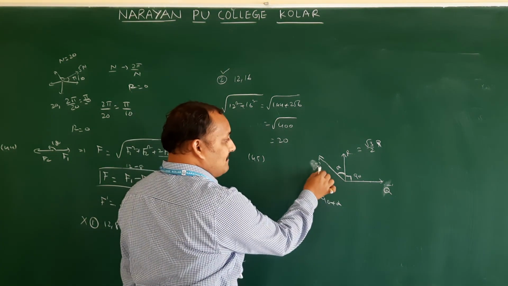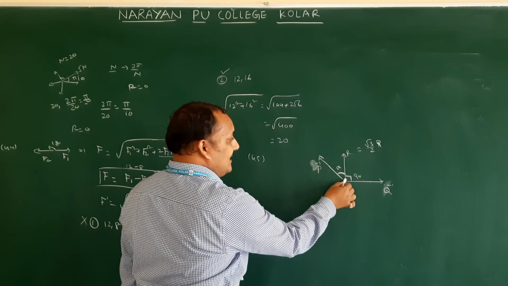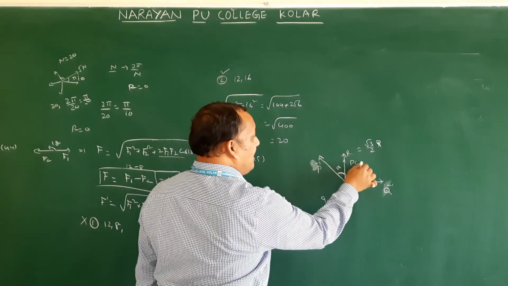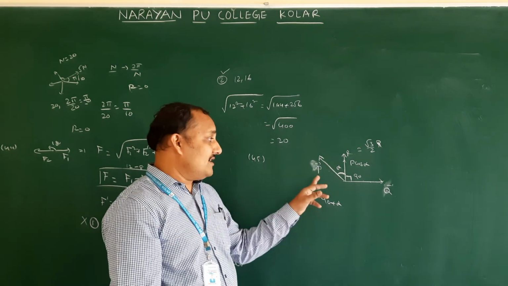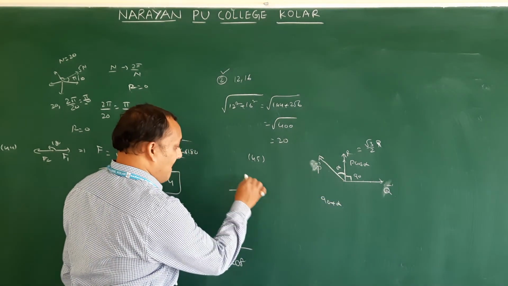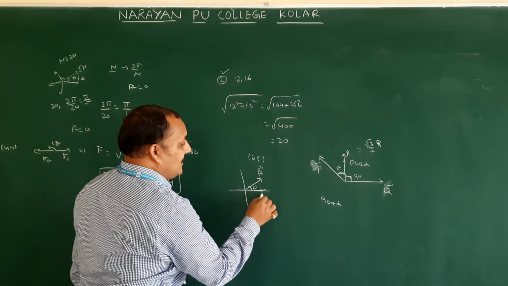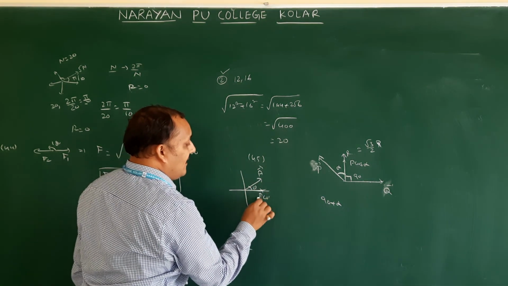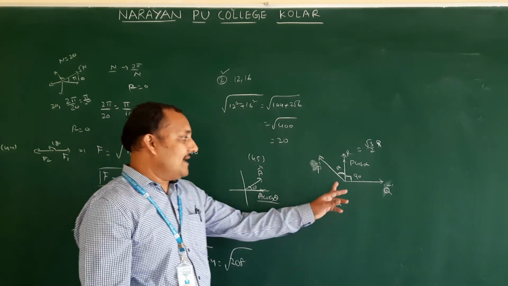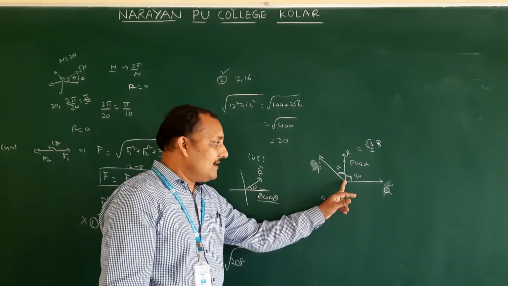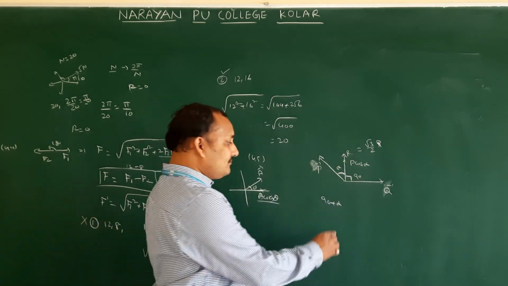Now resolve this p bar into two components. This is one vector p bar. In this direction it is nothing but p cos alpha. Like we discussed for the resolution of a vector into two components: for a bar with angle theta, in this direction it is a cos theta. Same like that, p bar makes alpha here, therefore this is nothing but p cos alpha.